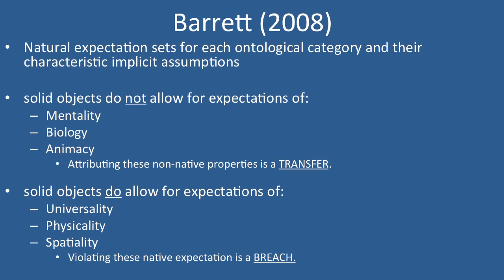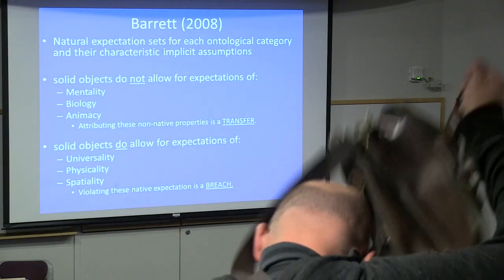So Barrett talks about the natural expectation sets for each ontological category. For example, if you think of a solid object, there are certain expectations for what solid objects can do or have properties of. They don't allow for expectations of mentality, biology, or animacy. So if you attribute these non-native properties, you're transferring one of these properties. Solid objects do allow for expectations of universality, physicality, and spatiality, but if you violate these native expectations, that's what a breach is. So that's the difference between transfer and a breach.